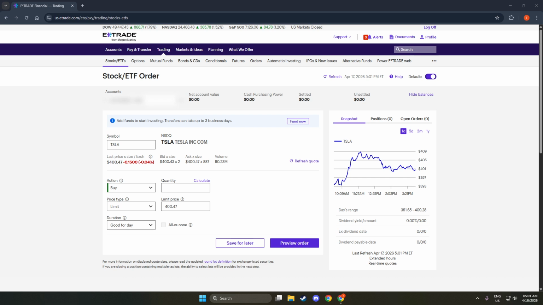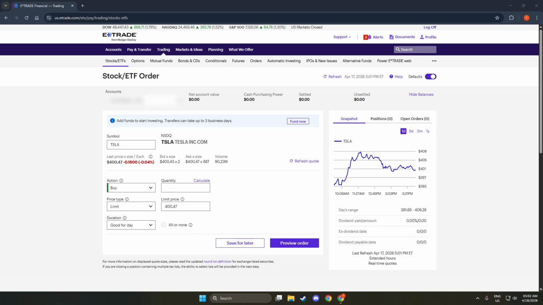Find the order type menu and switch it from market to limit. A market order fills at the best available price right now, which can move quickly. A limit order, on the other hand, tells the system the exact price you're willing to accept. It gives you price control, but it's not guaranteed to fill if the market never reaches your price.